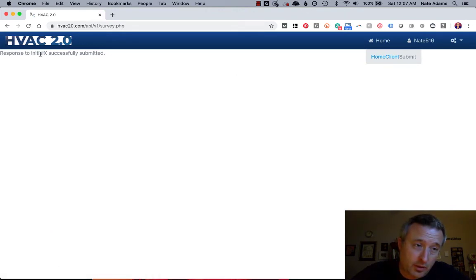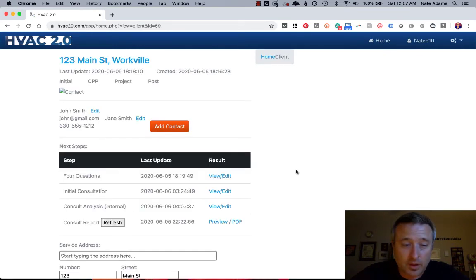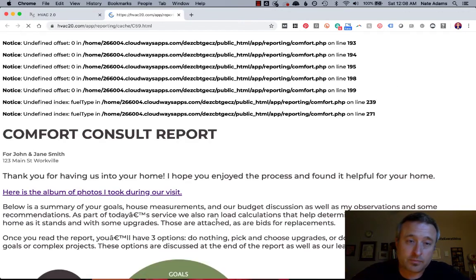And see, you get the response here. And then up top, you want to click client. And now all the info is in there. I went through earlier and I just put in some kind of stuff for the initial consult. I filled out the stuff that pops up in the report. So this has been buggy for me today, so we'll see if it works. There we go.